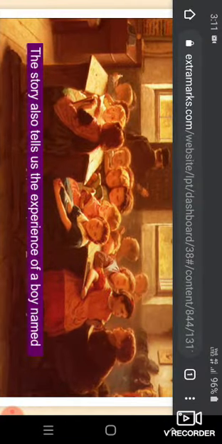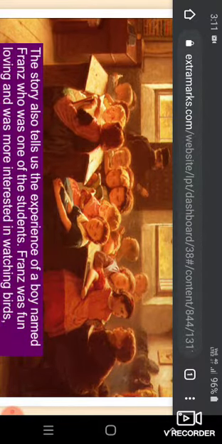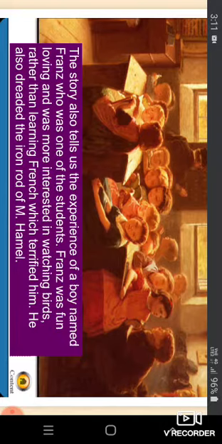The story also tells us the experience of a boy named Franz, who was one of the students. Franz was fun-loving and was more interested in watching birds rather than learning French, which terrified him. He also dreaded the iron rod of M. Hamel.